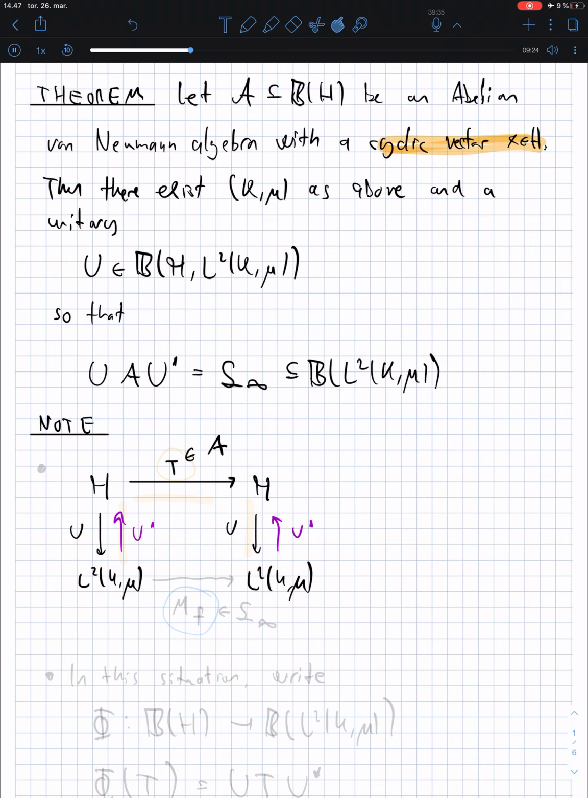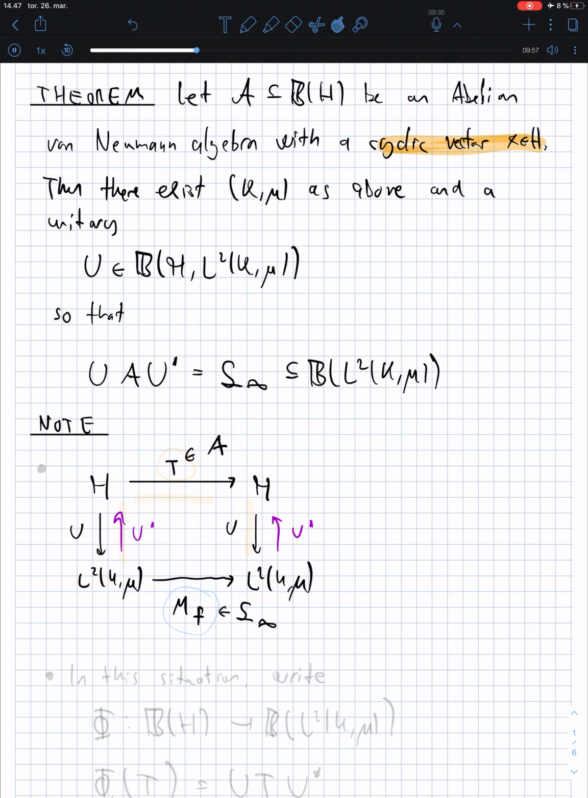But nevertheless, that's what I'm talking about with U. Right, and then the claim is that inside L2 K mu, we have some operators. Among these operators you might want to consider are the ones that we call M_f that lie in L infinity. And then the claim is that this unitary, in a sense, will transport all of A all the way over to L infinity.